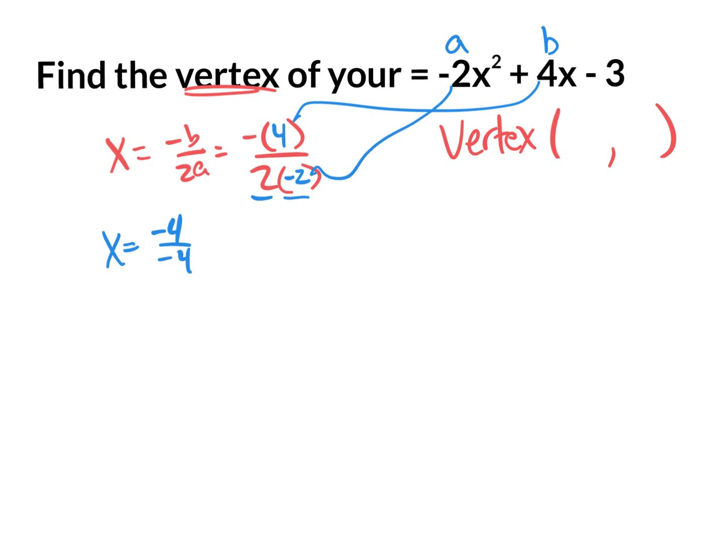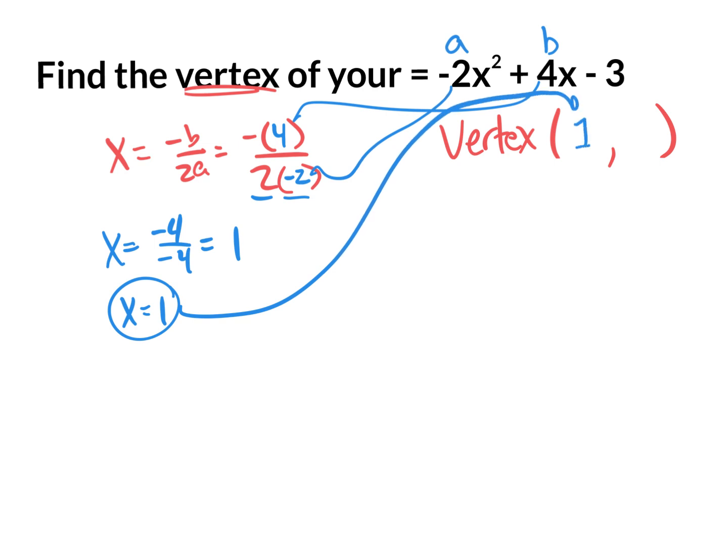That's a negative 4. And a negative 4 over negative 4, that's a positive 1. So we just found that the x value of the vertex is positive 1. Anytime you have an x and you want a y, all you have to do is plug it in. So where are we going to plug in this 1? We're going to plug it into the x values of the original equation.